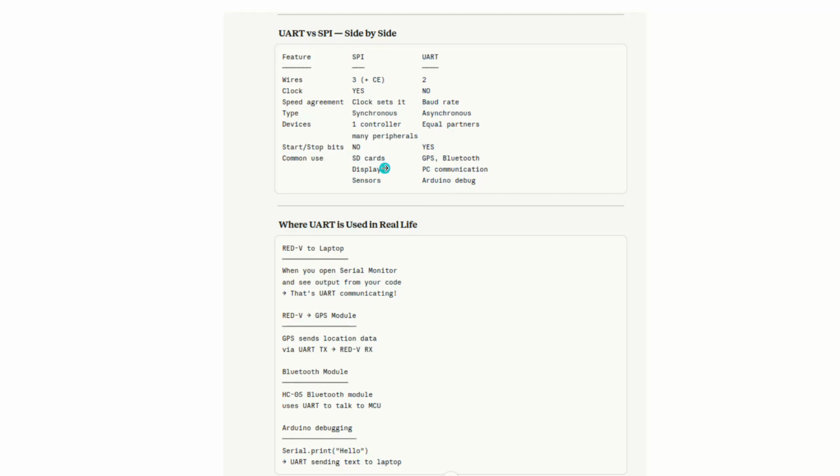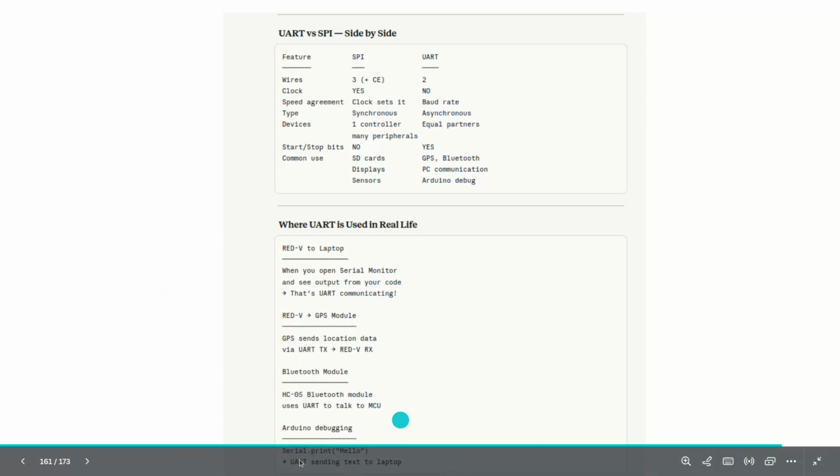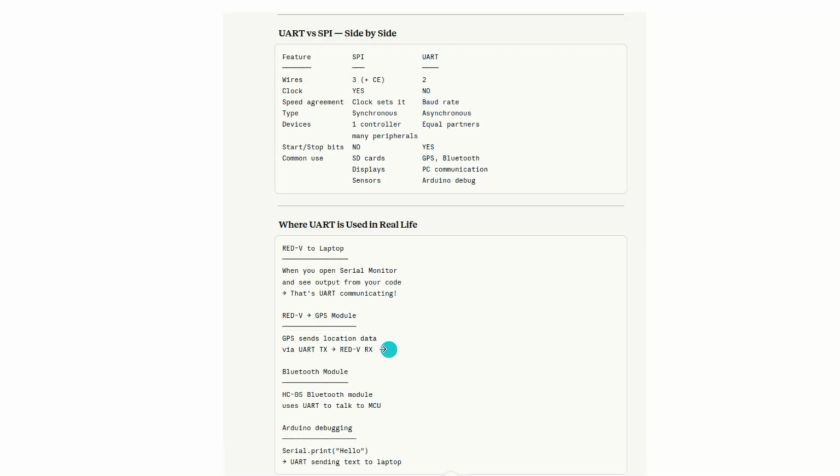You have to learn where we commonly use SPI and where we commonly use UART. UART is mainly used in GPS, Bluetooth communication, PC communication and Arduino debugging. These are the real examples in which UART is mainly used. In GPS, location data is sent via UART, TX to RX, which our board would receive.